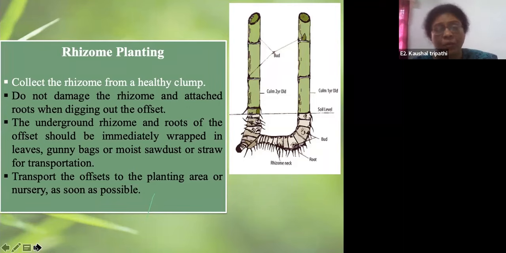If we are transporting these offsets or rhizomes from one place to another, they should be wrapped immediately in moist gunny bags. Transport the offsets to the planting area or nursery as soon as possible, because otherwise some damage will occur and the survival possibility in the field will be less. Next slide, please.